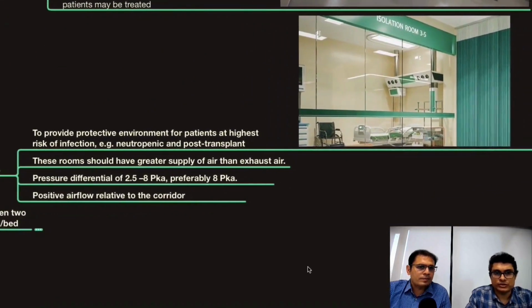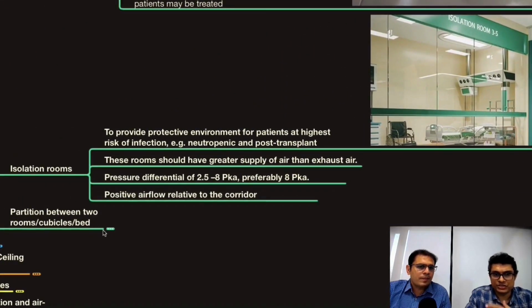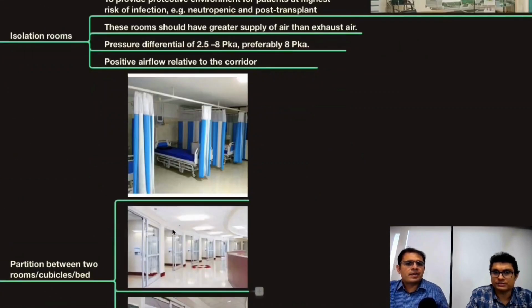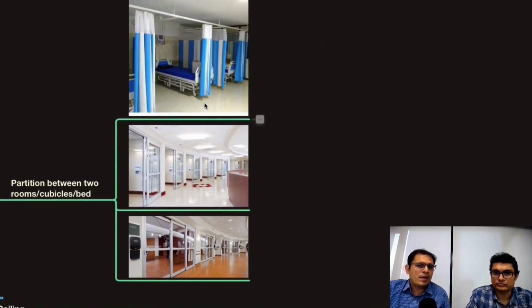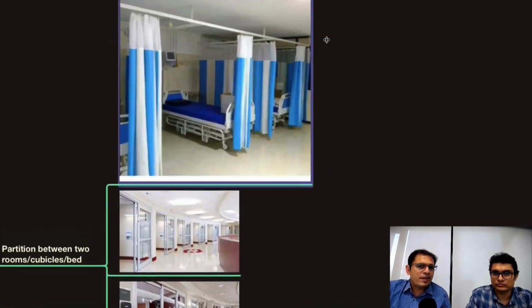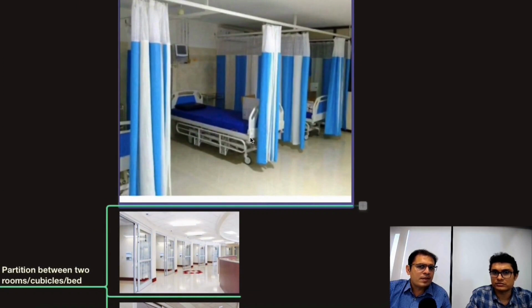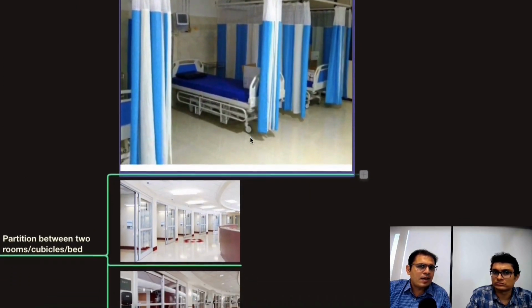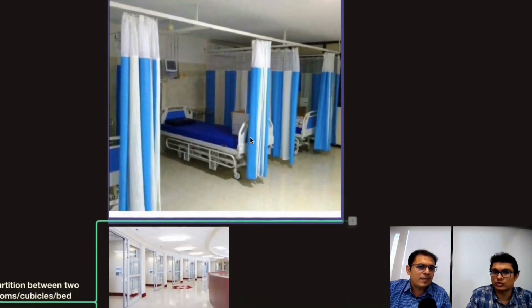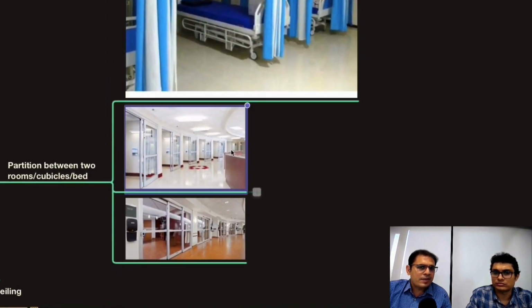Nice. So let's come to the other form, the partition between the two rooms, cubicles and beds. The most common and most cost-effective way of partitioning between cubicles or beds is the curtains only. These are specifically designed curtains which are washable, and they are not transparent. And there can be other facilities also.